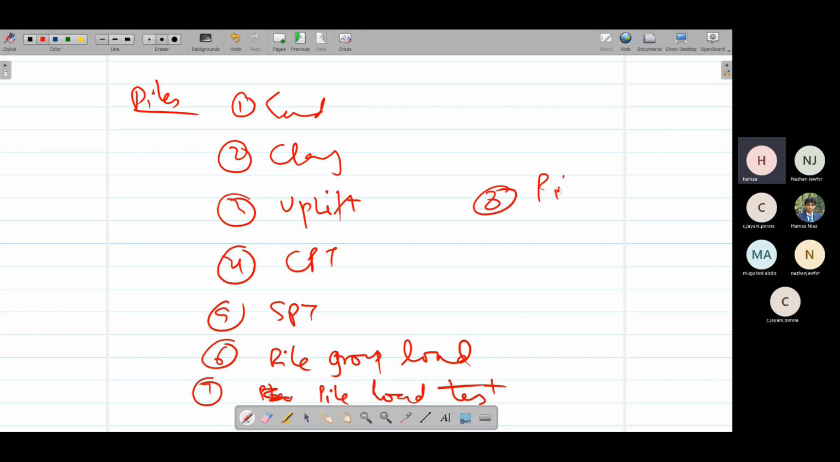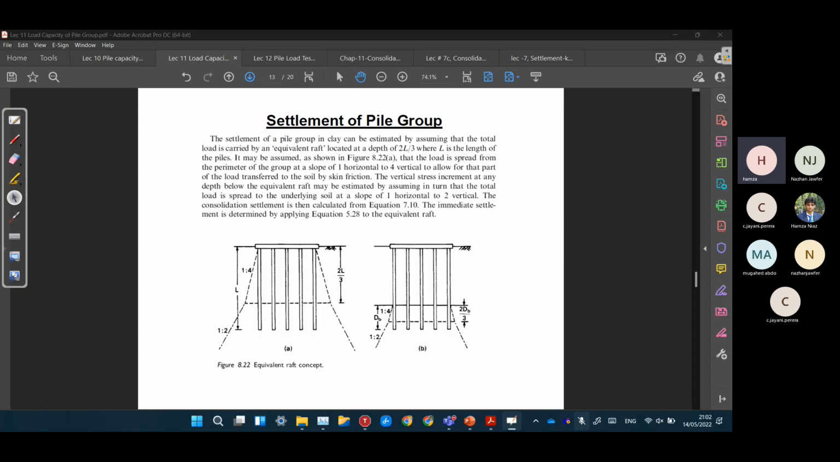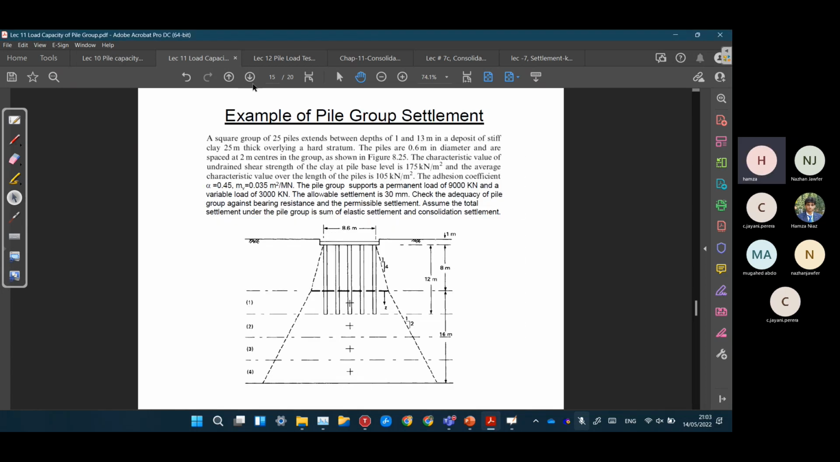This is pile settlement, how much a pile is going to settle. In this case, we are going to determine how much a group of piles would settle. If we move towards this example, they are saying we have a square group of 25 piles.